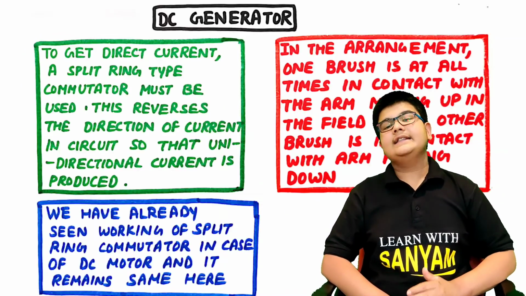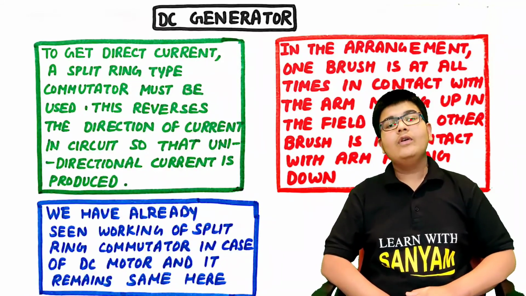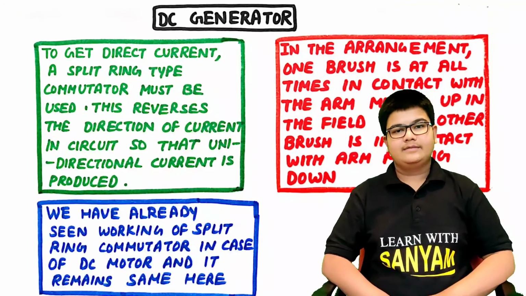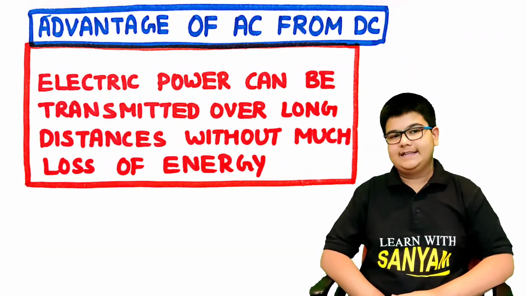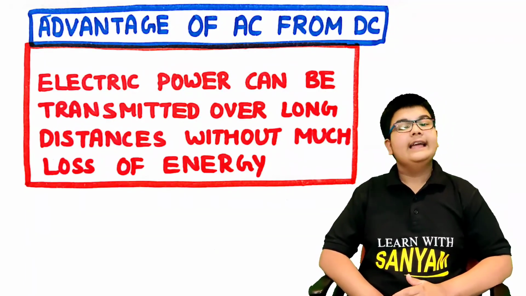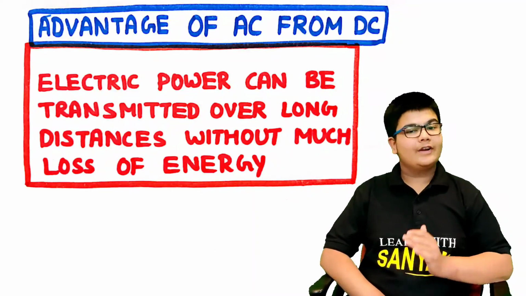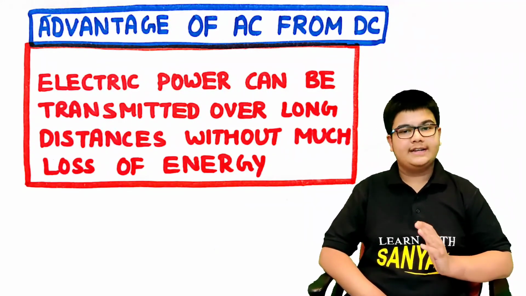We have already seen the working of a split ring type commutator in the DC motor video, and it remains the same here. Now, can you tell me which is better, AC or DC? The advantage of alternating current over direct current is that electric power can be transmitted over long distances without much loss of energy by using alternating current.